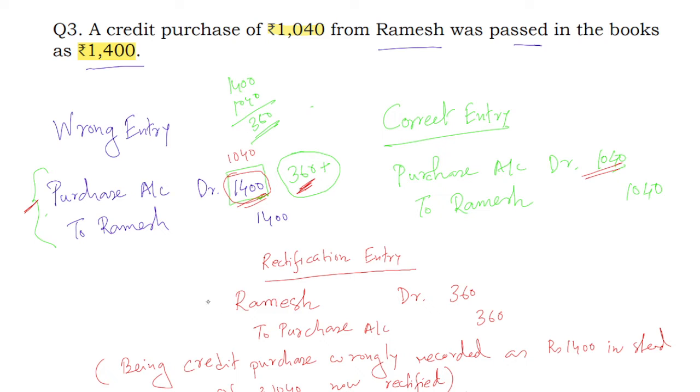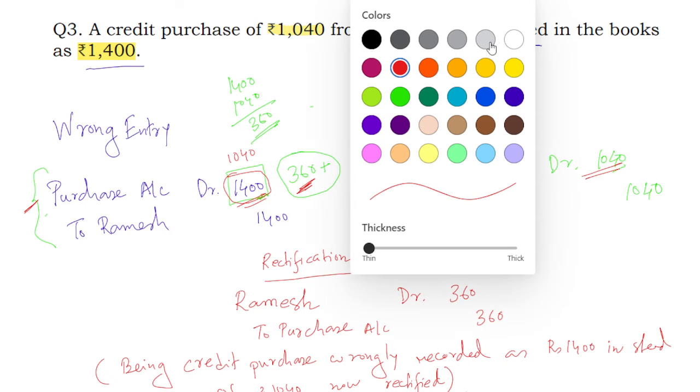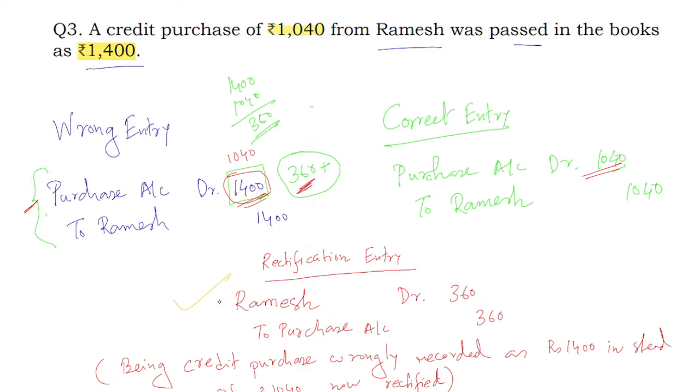That's why it is Ramesh to purchase, instead of purchase to Ramesh, because we have reduced this amount of 360 in the Ramesh account, and also the 360 from the purchase account. That's why it is Ramesh to purchase. This is the reason why it is Ramesh to purchase.